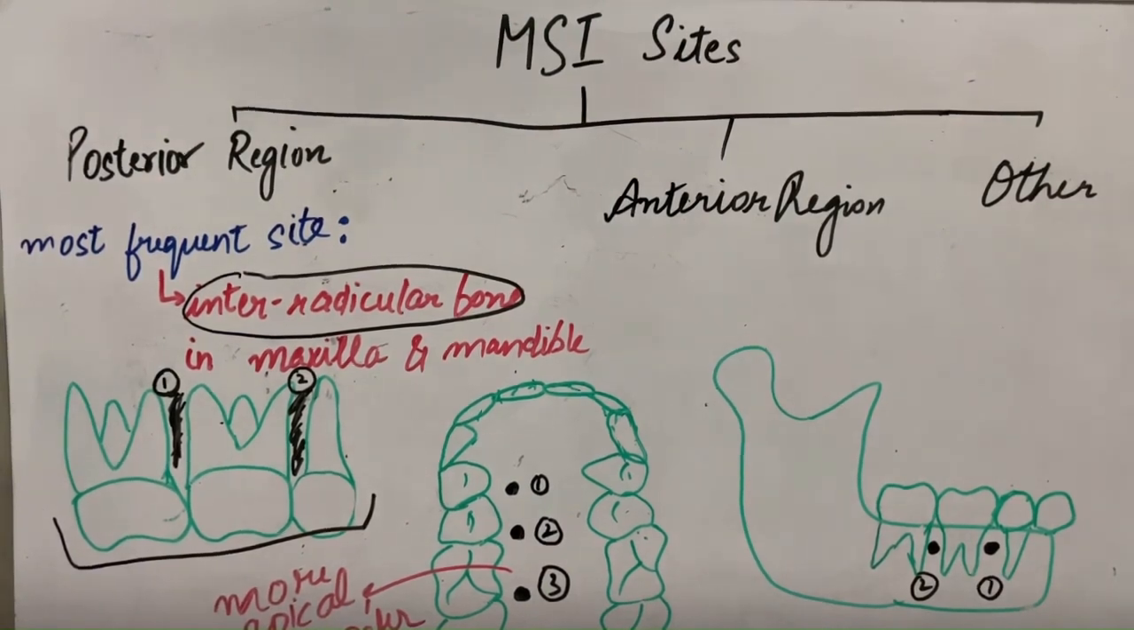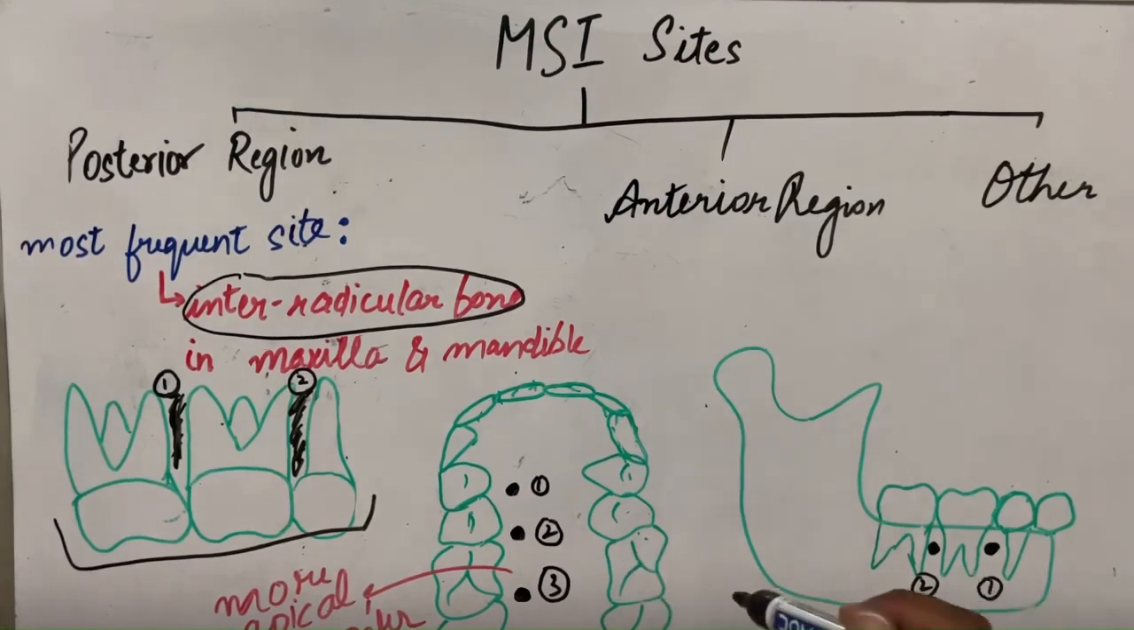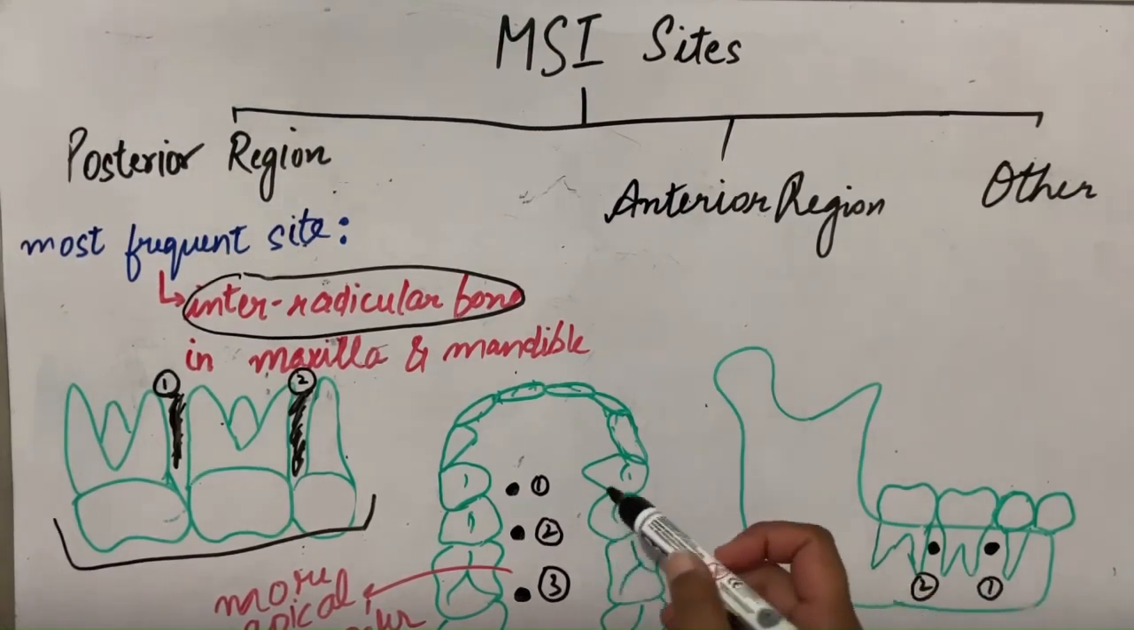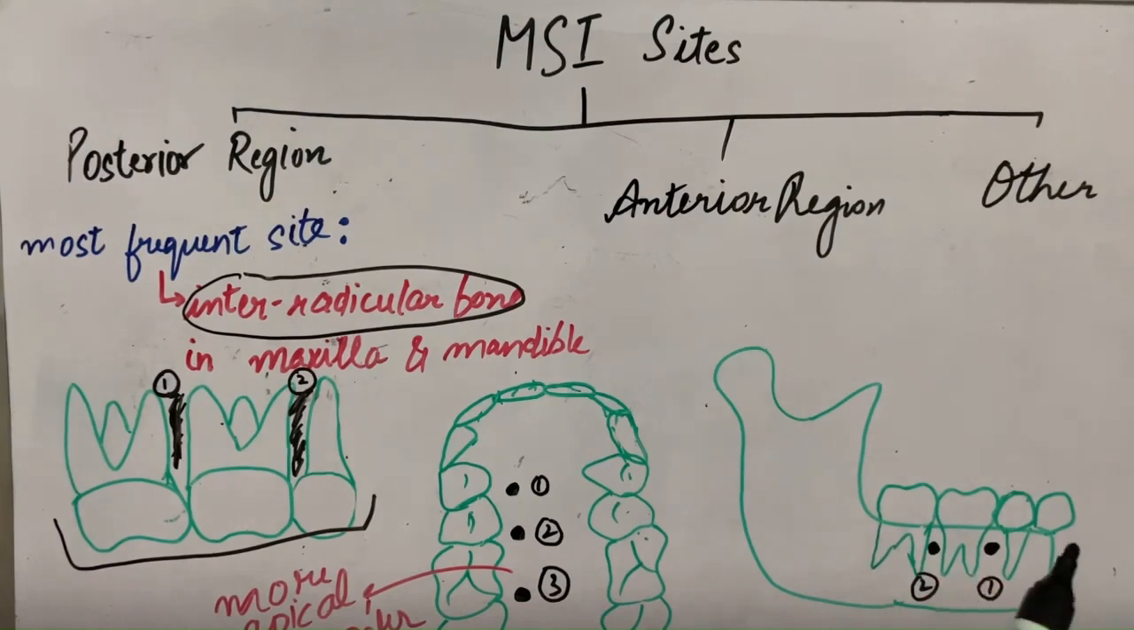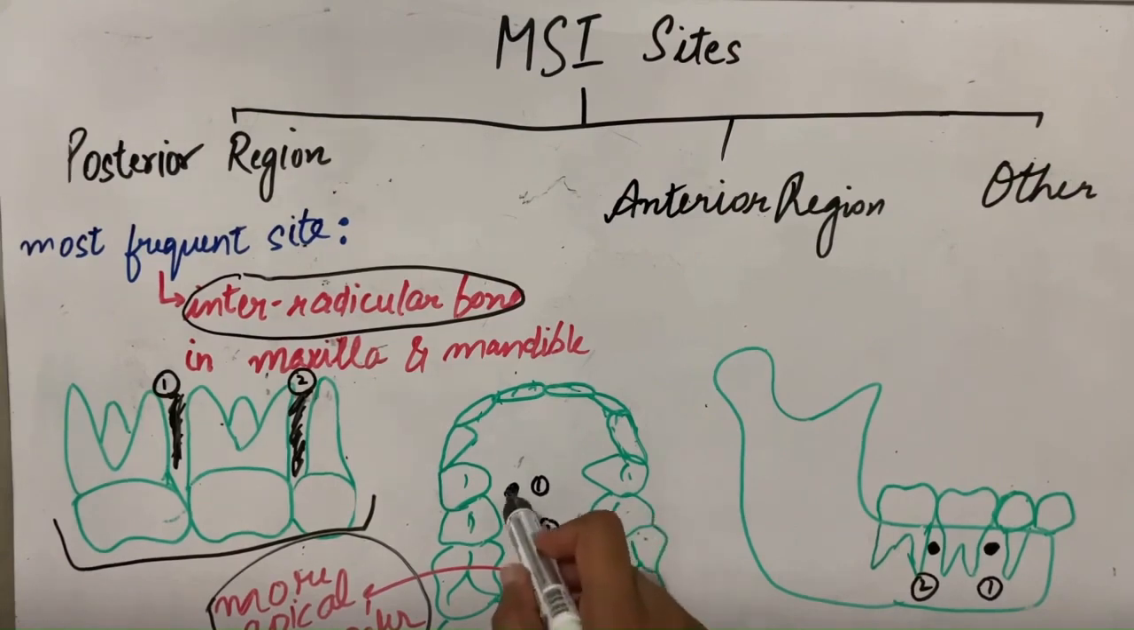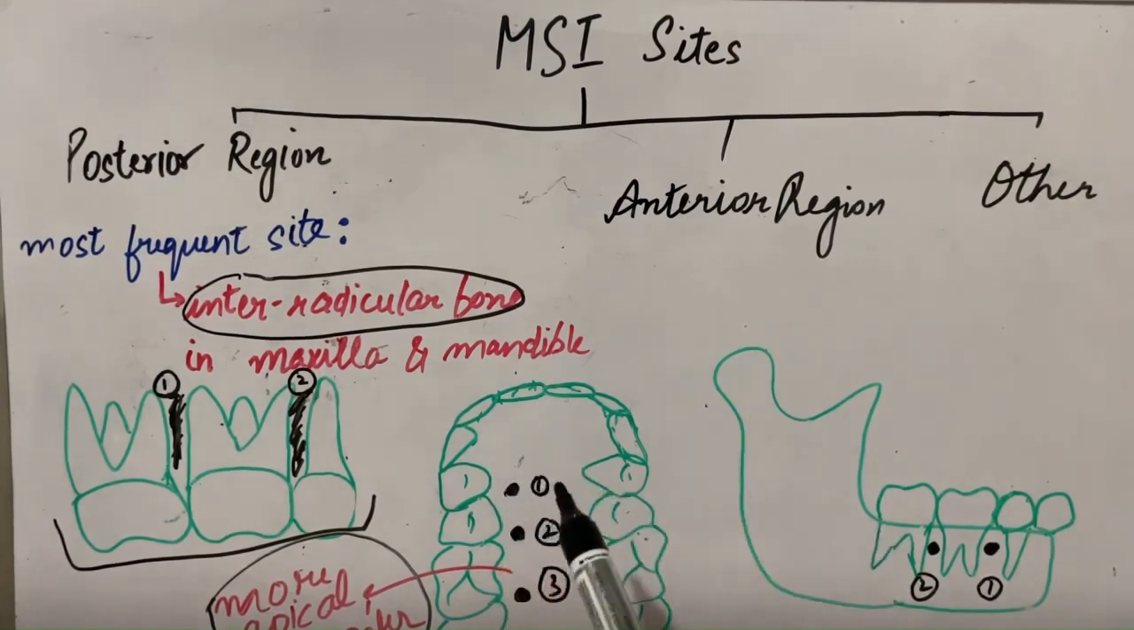Then the posterior region for the palate. When we come on to the palate, we can see that there are three safe zones for MSI placement. First is between the first premolar and the second premolar. The second region is between the second premolar and the first molar, and the third is between both molars, the first molar and the second. After these placements, the thing to keep in mind is that the more apically our MSI is placed, the safer the placement of miniscrew implants will be.